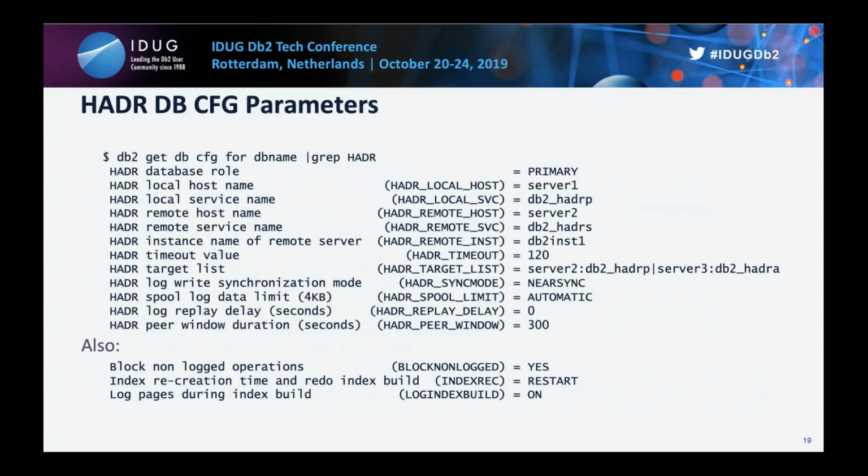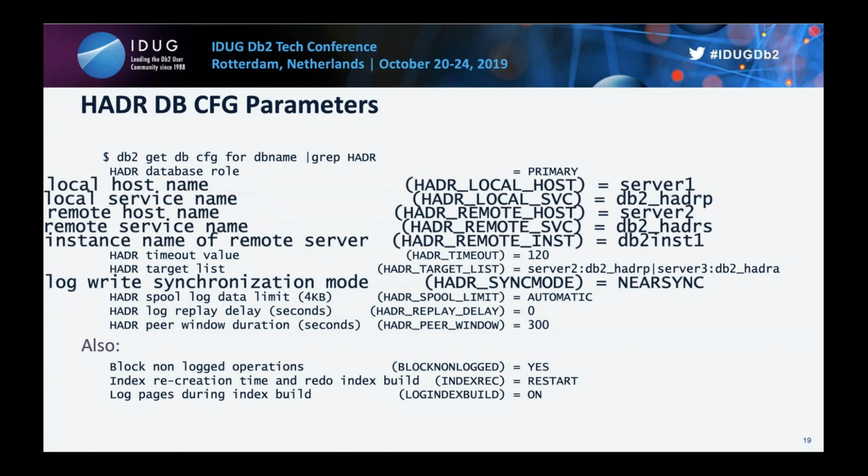Now, when you look into the config parameters, these are most of the ones related to HADR that you're going to be playing with. This is the HADR sync mode here. In this case, it's set to near sync. That's what we were talking about before as far as what synchronization mode you want. There are five parameters that define the servers, the services, and the instance name that are going to be involved. Now, keep in mind that all of these settings are if this server is the primary server. That's how you need to think about a lot of these settings.